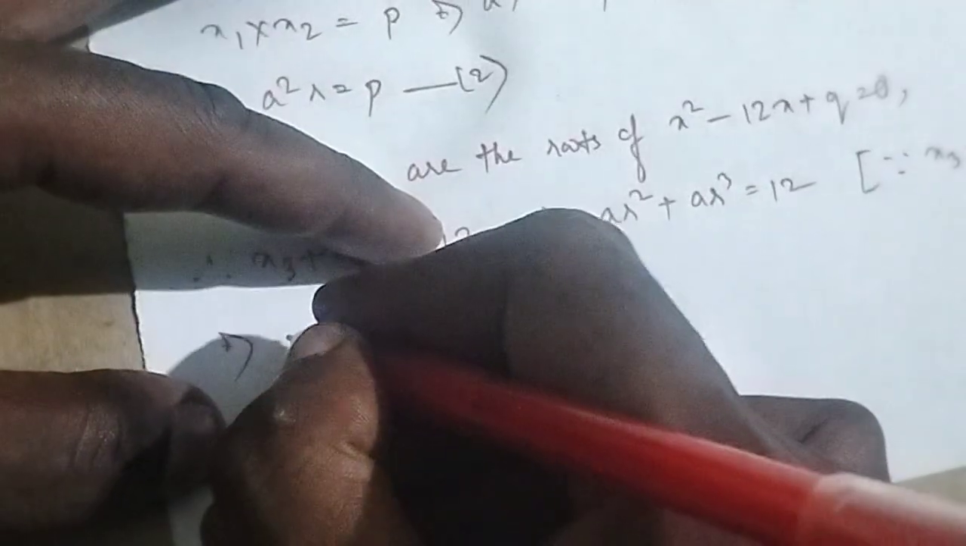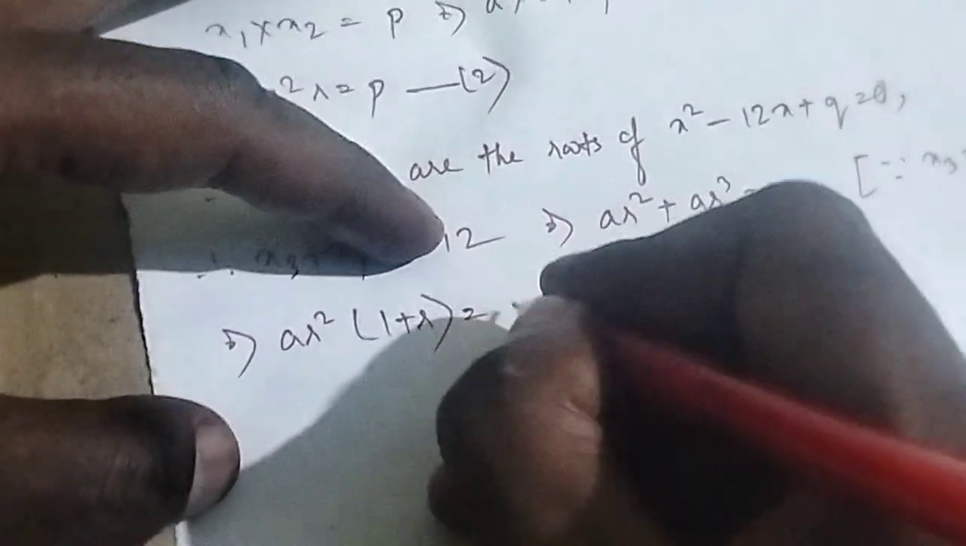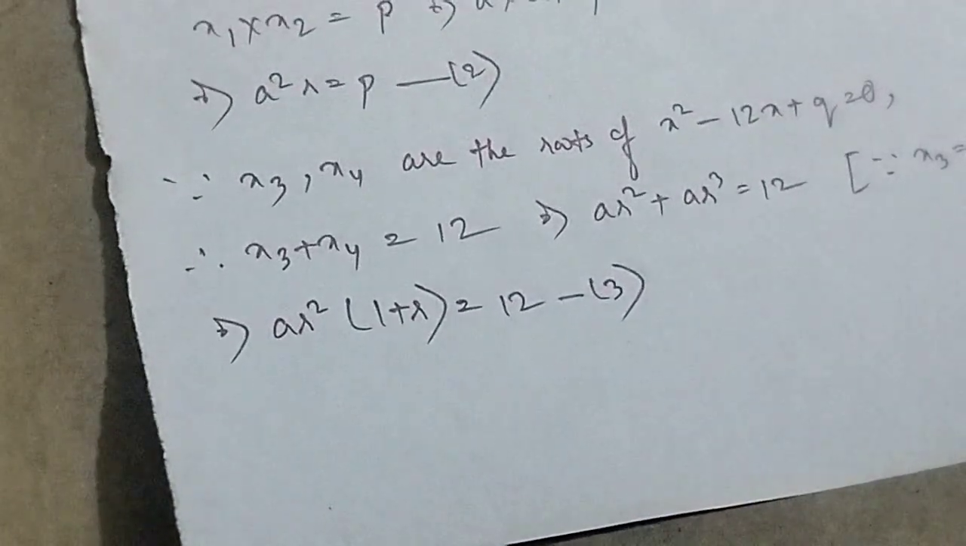So AR square into 1 plus R is equal to 12. Name it as 3.